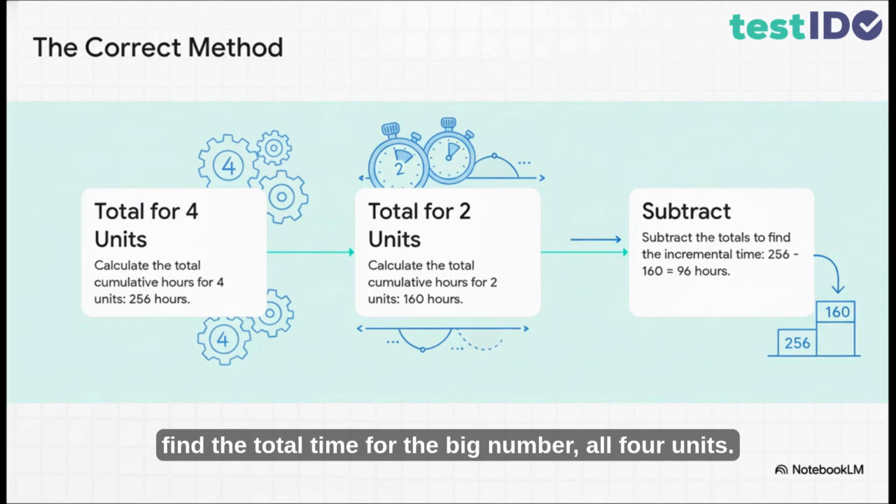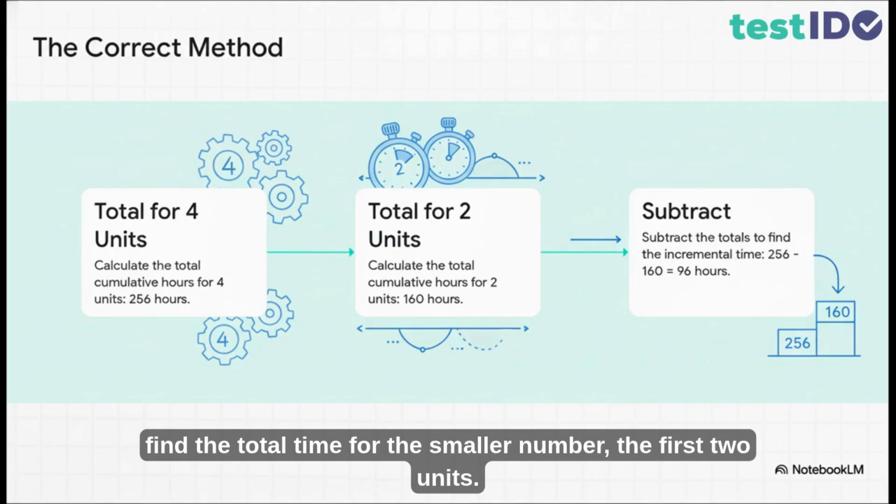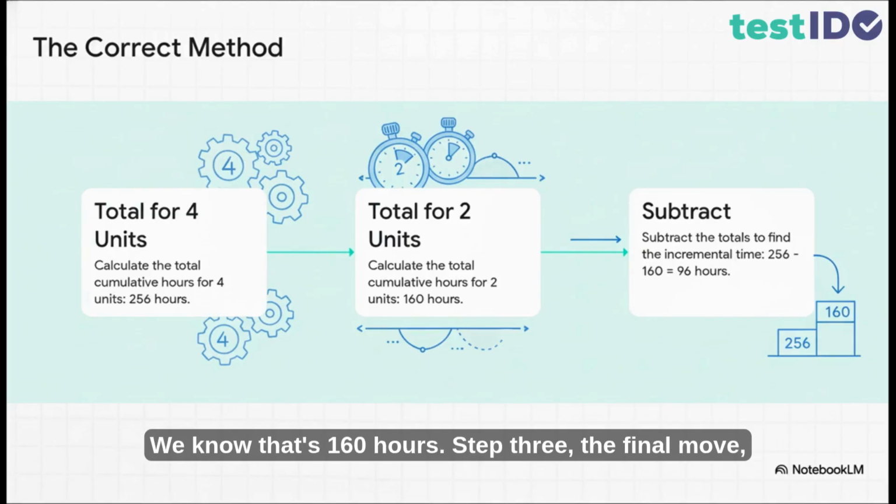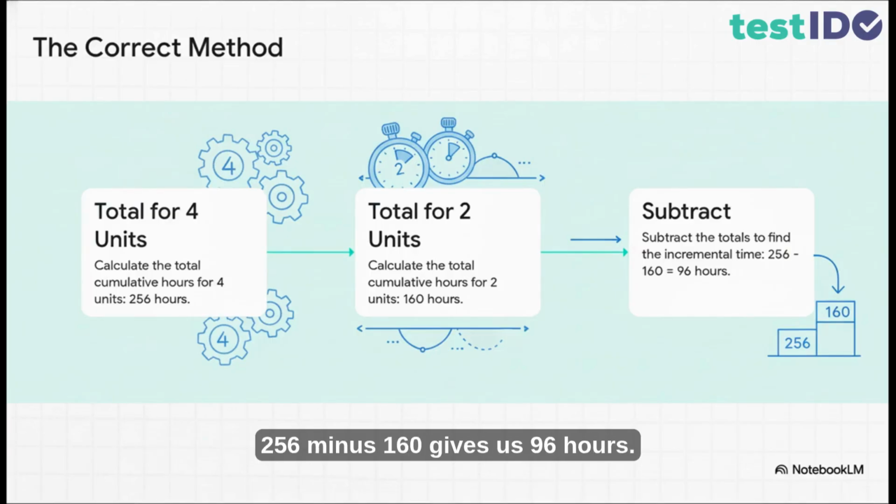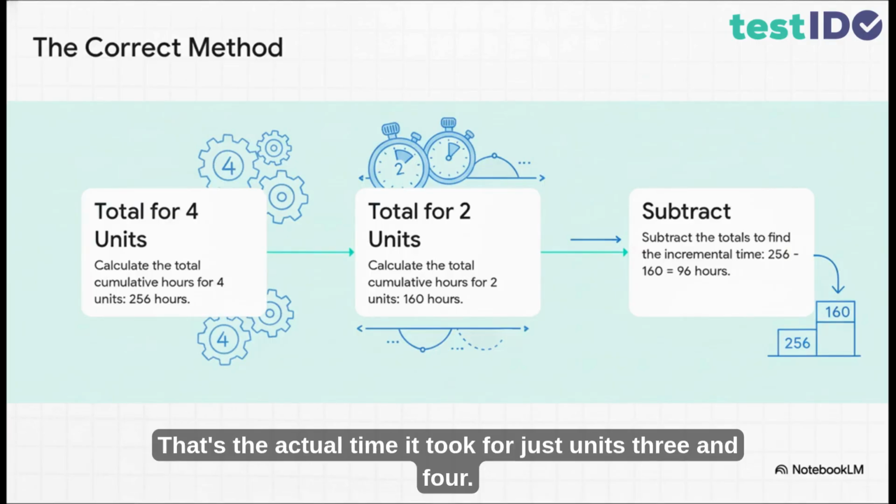Step 1, find the total time for the big number, all 4 units. We already know that's 256 hours. Step 2, find the total time for the smaller number, the first 2 units. We know that's 160 hours. Step 3, the final move, you just subtract the small total from the big total. 256 minus 160 gives us 96 hours. That's the actual time it took for just units 3 and 4.